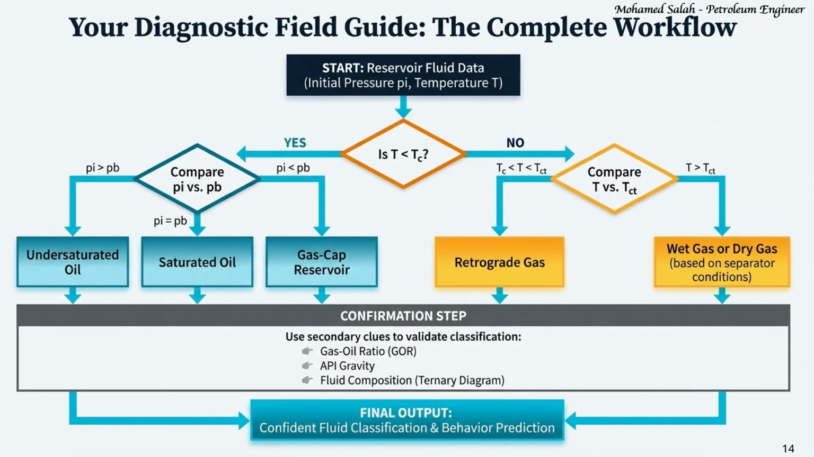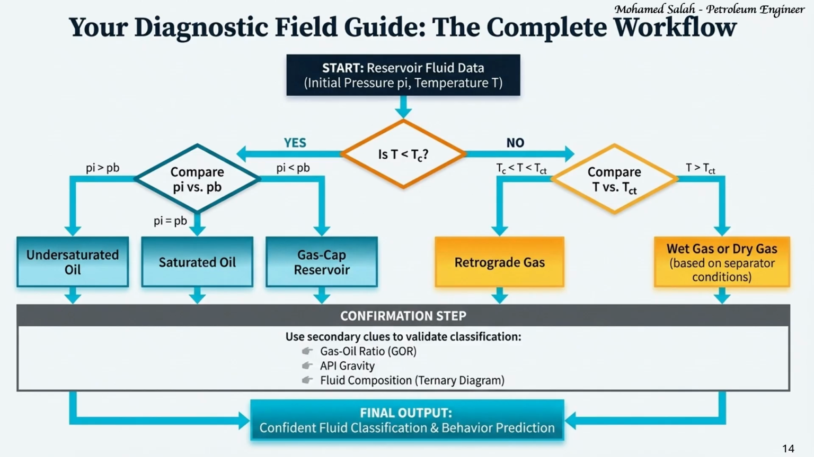This flow chart provides a complete, systematic diagnostic workflow. The process begins with the initial reservoir pressure and temperature. The first critical decision is the critical temperature test. If the reservoir temperature is below the critical temperature, we follow the oil path, which involves comparing the initial pressure to the bubble point pressure to classify the oil as undersaturated, saturated, or gas cap. If the reservoir temperature is above the critical temperature, we follow the gas path, comparing the reservoir temperature to the cricondentherm to classify the gas as retrograde, wet, or dry.